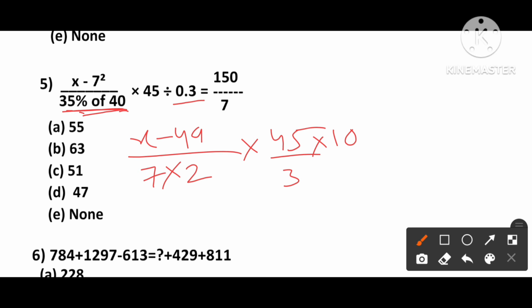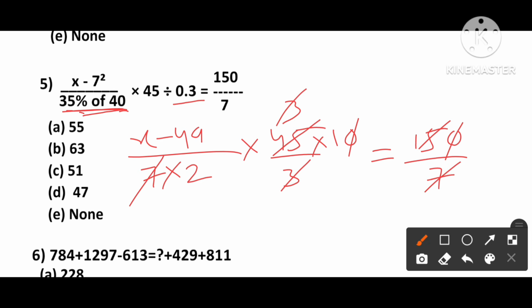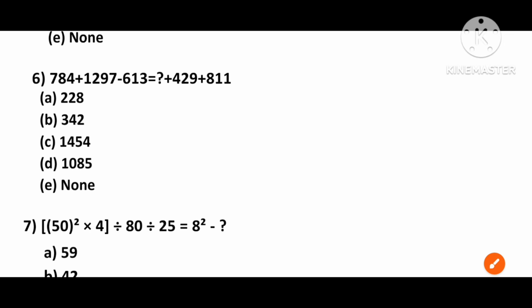So 10 goes on the numerator. What we have is this thing. 0 cancels. 15 3 times. 3 and 3 cancel. 7 and 7 cancel. What we have is x minus 49 equals this 2 goes to the other side with 1 into 2. So what we have is x equals 49 plus 2, which will be 51. So the answer will be option C, 51 is our answer. Next, sixth question.